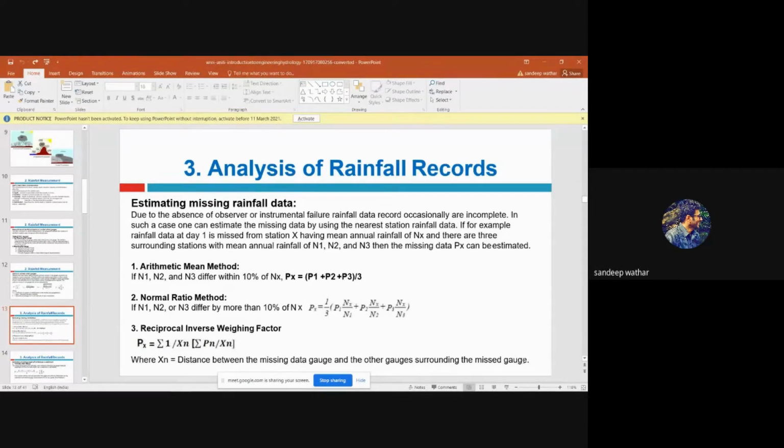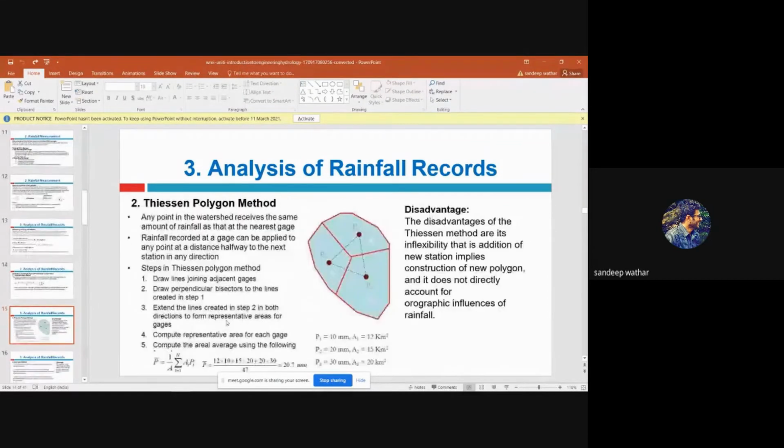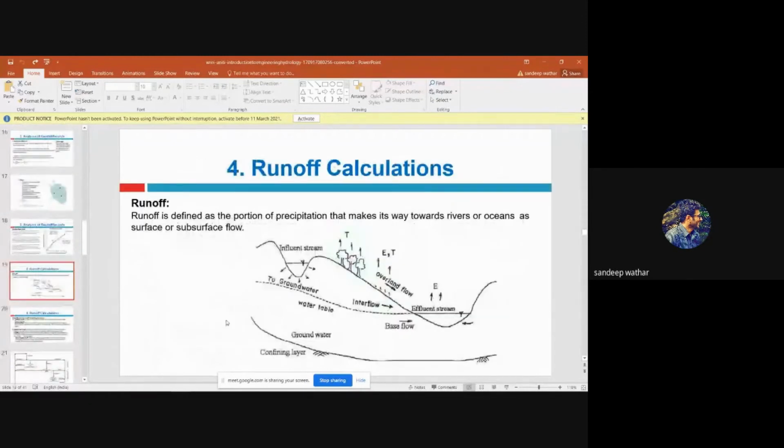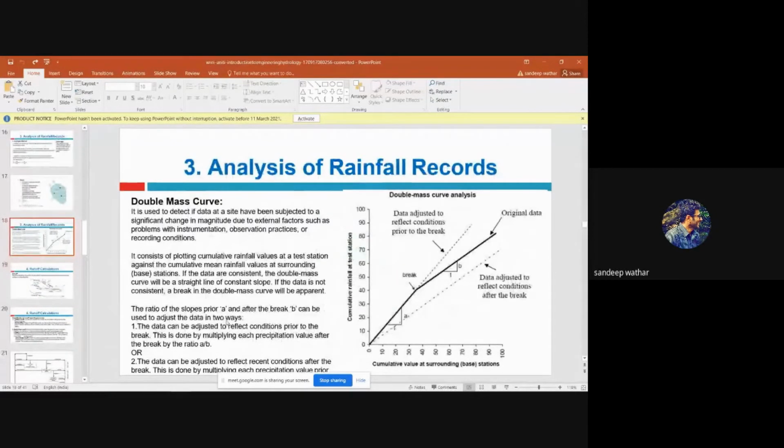Whichever gauge is missing, you need to calculate the distance from that missed gauge to all the nearby rain gauge stations, and we'll use this equation to calculate the Px value. This is clear, right? So this is how we try to determine the missing rainfall values. Then there is another method called the double mass curve. I'll come to this double mass curve later. From the graphical values also we can find out the missing data. Anyhow, we'll come back to this later.